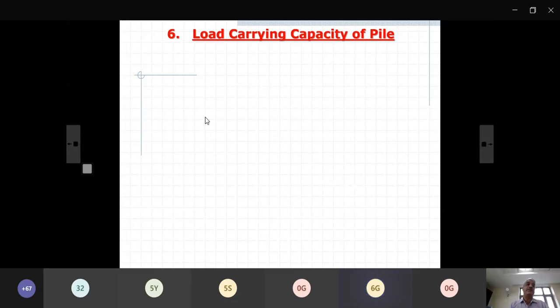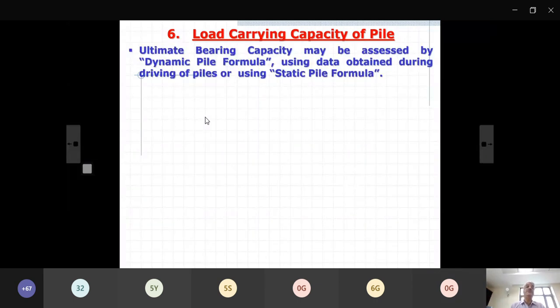Next is load carrying capacity. How do you decide how much load a pile will carry, or what you call the so-called design load for the pile? How will we arrive at it? Now there are various approaches. All of them are approximate. Let me tell you one thing in the beginning itself.